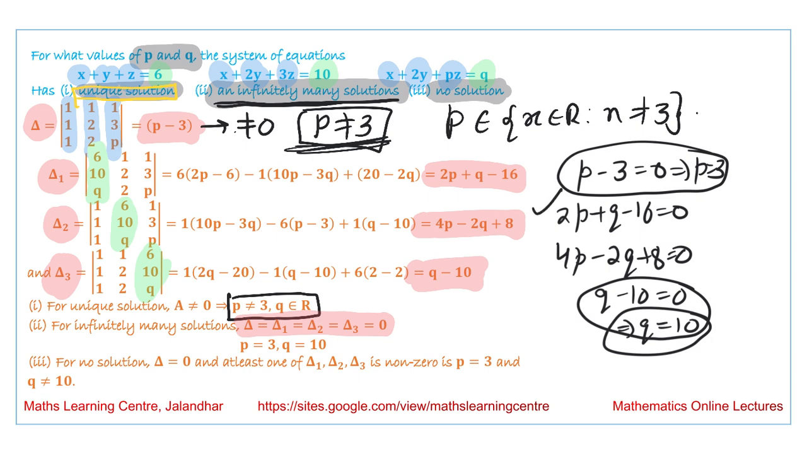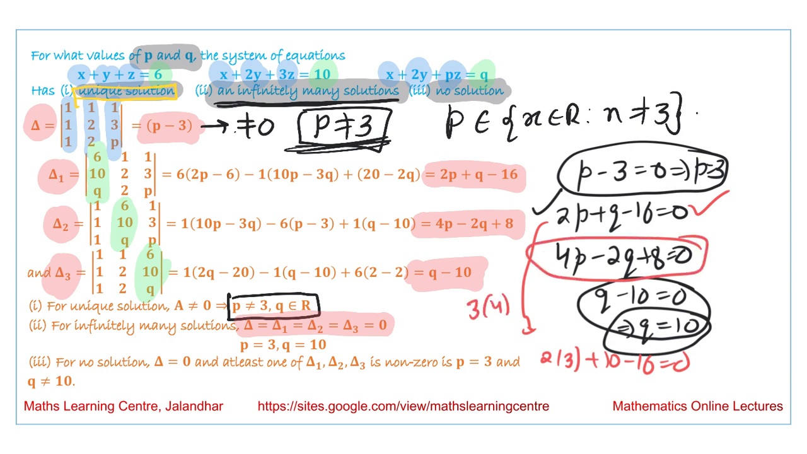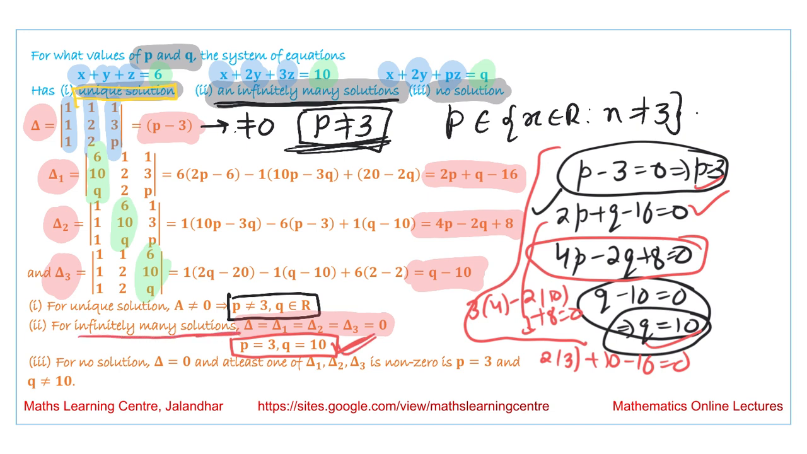And if we put these values in these equations, suppose we put these values in this equation, we get 2 into 3 plus 10 minus 16 is equal to 0. It is satisfying this equation. If we put in this equation, we get 3 into 4 minus 2 into 10 plus 8, that is equal to 0. So these values of p and q are satisfying these equations. So for p is equal to 3 and q is equal to 10, all these conditions are satisfied. So the system will have infinitely many solutions in this case.